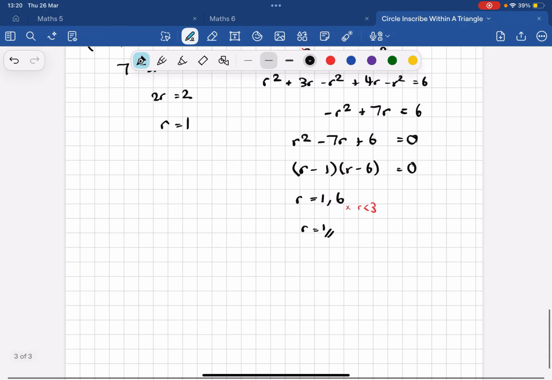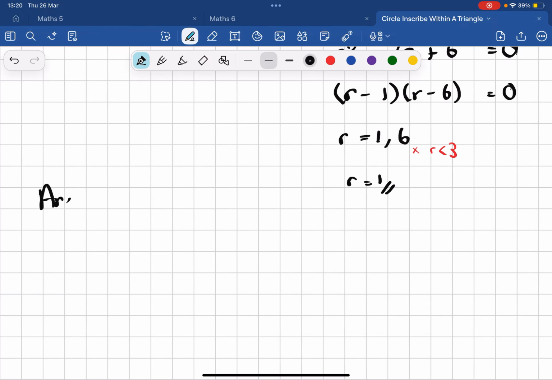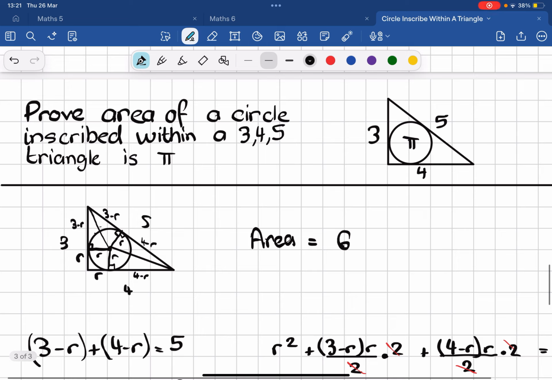So now using r equals 1, area of a circle equals pi r squared, which is pi times 1 squared, which equals pi. That is this question proven. So now you know that the area of the circle within a 3, 4, 5 triangle is pi. Nice.